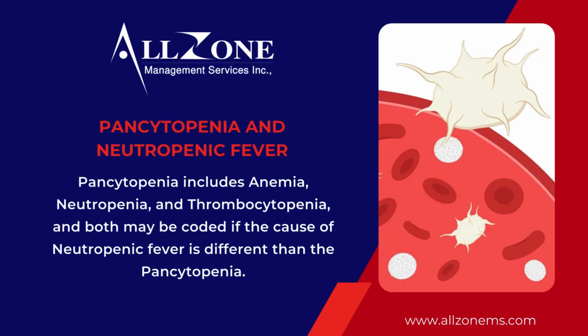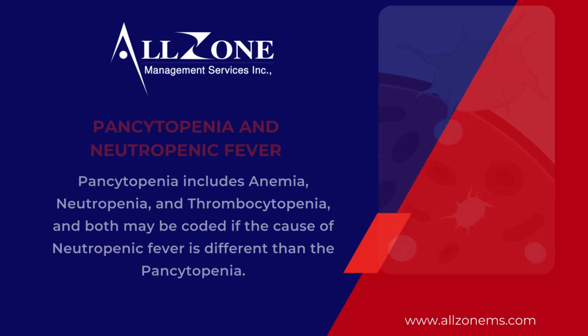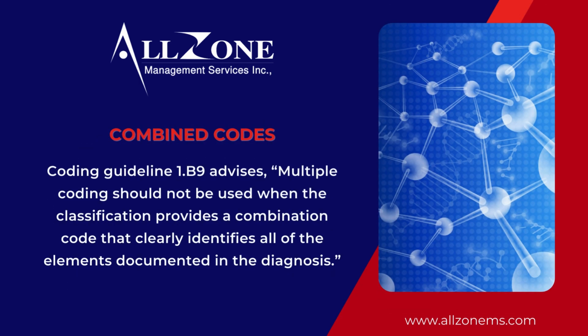Pancytopenia and neutropenic fever. Pancytopenia includes anemia, neutropenia, and thrombocytopenia, and both may be coded if the cause of neutropenic fever is different than the pancytopenia. Combined codes. Coding Guideline 1.B9 advises, multiple coding should not be used when the classification provides a combination code that clearly identifies all of the elements documented in the diagnosis.